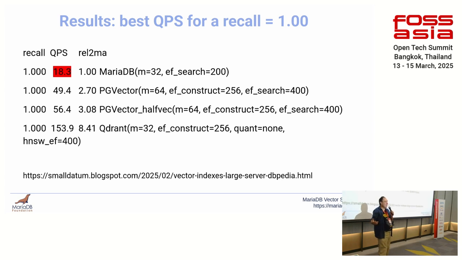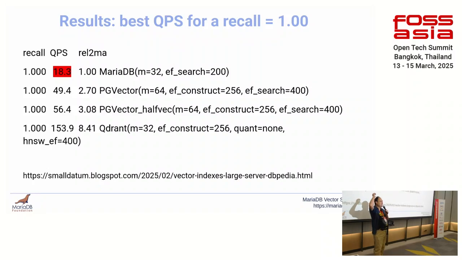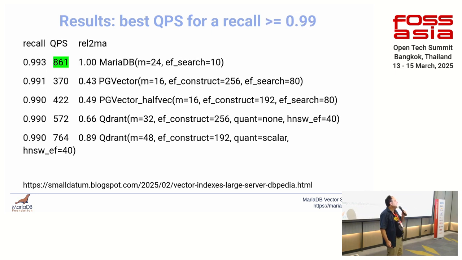However, the hierarchical navigable small worlds problem is about getting an approximate result quickly, so this isn't the case we optimized for. The case we optimized for is closer to this one: give me 99% results and make them quick. For this, we got an M value of 24 and an EF search value of 10. If we look at what it was before, the EF search was 200 and the M value was 32. So we've dropped it down significantly by just that precision going down.